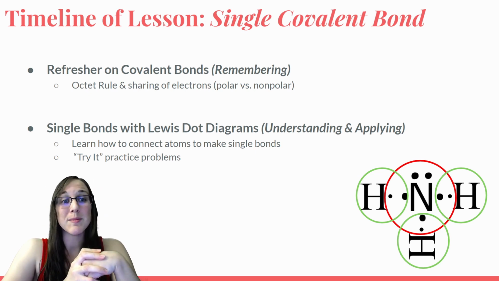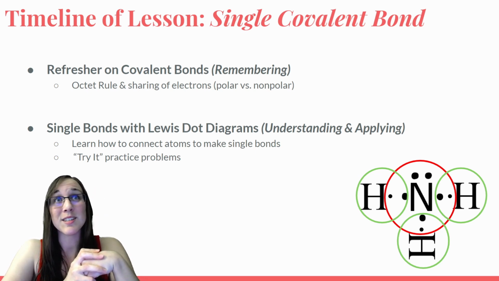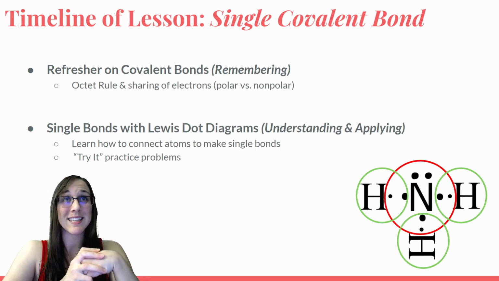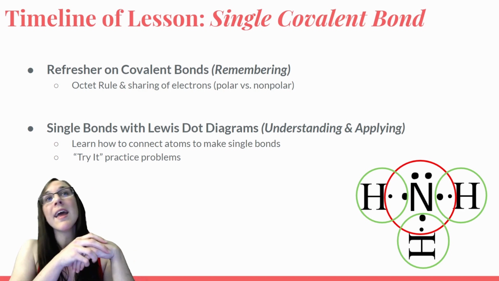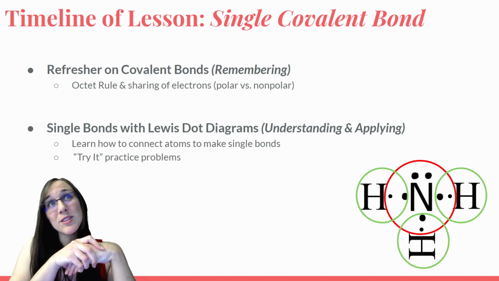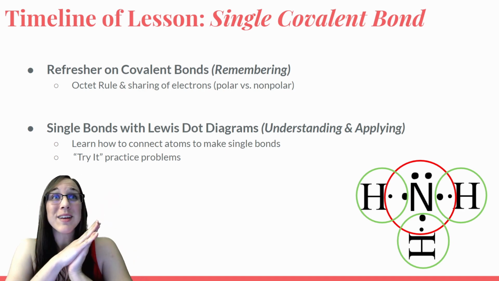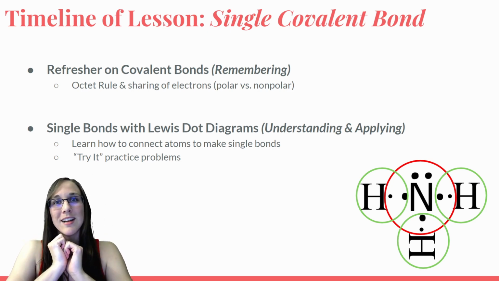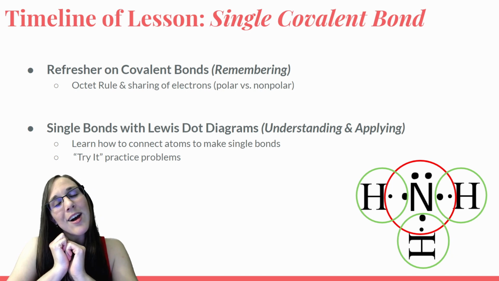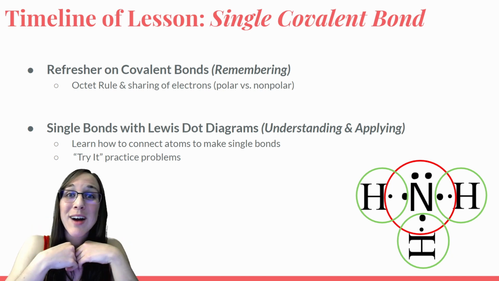For today, we're going to be talking about covalent bonds as a refresher from the previous lesson. If you haven't seen that lesson, go watch it. It's in the comments below. And then we're going to be moving on to single bonds. What are they? And how do we connect these Lewis dot diagrams together? Again, if you have no idea how to draw Lewis dot diagrams, go ahead and click on that link in the bottom where I teach you how to do that.